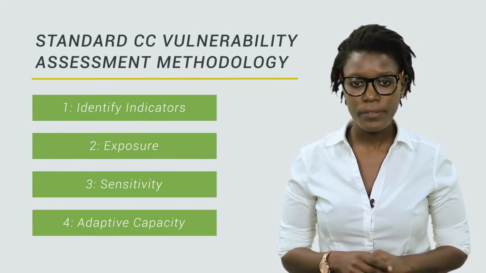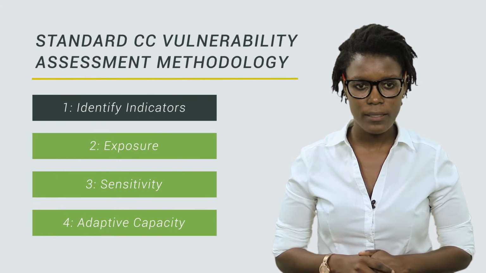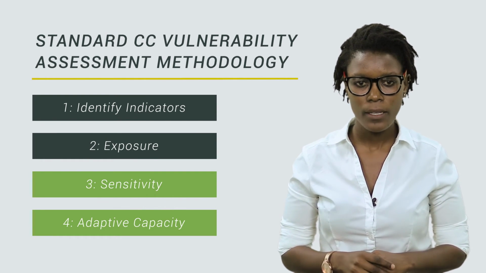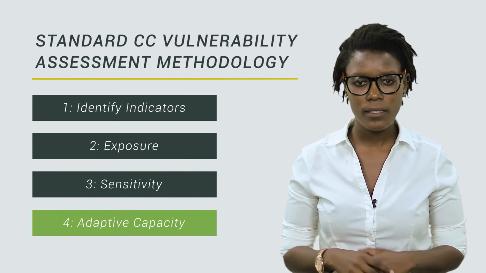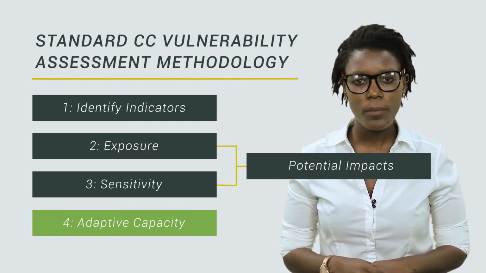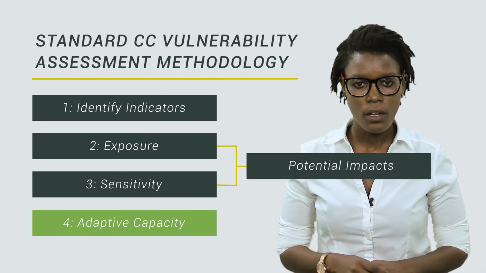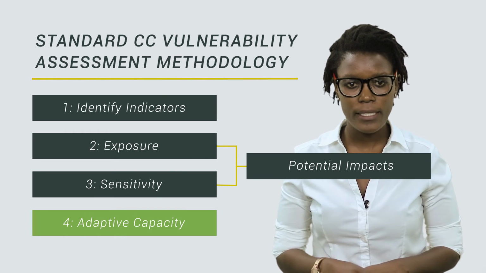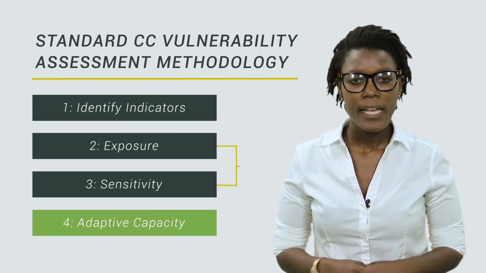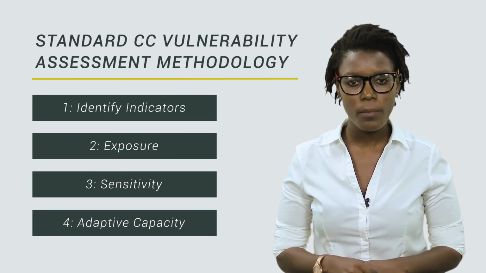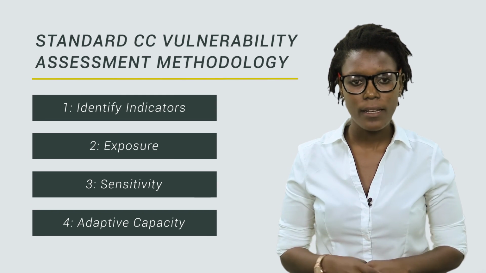So to recap, in step 1 of the vulnerability assessment, you develop the list of all the potential climate change indicators. In the second step, you assessed whether you will be exposed to each of these indicators. In the third step, you assessed how sensitive you are to the indicators you're exposed to. Exposure and sensitivity together determine your potential climate change impacts. So if you answered yes to exposure and high to sensitivity, then you can expect impacts linked to particular indicators. In the next video, we move on to step 4 of the vulnerability assessment, which helps you to determine whether you're able to adapt to these potential impacts from climate change.